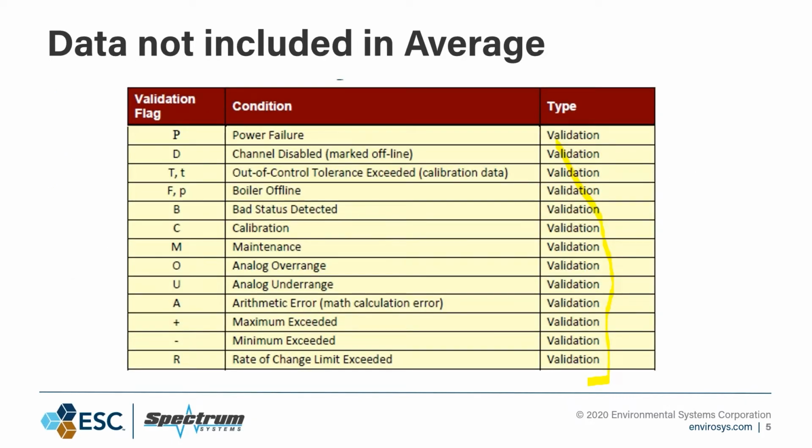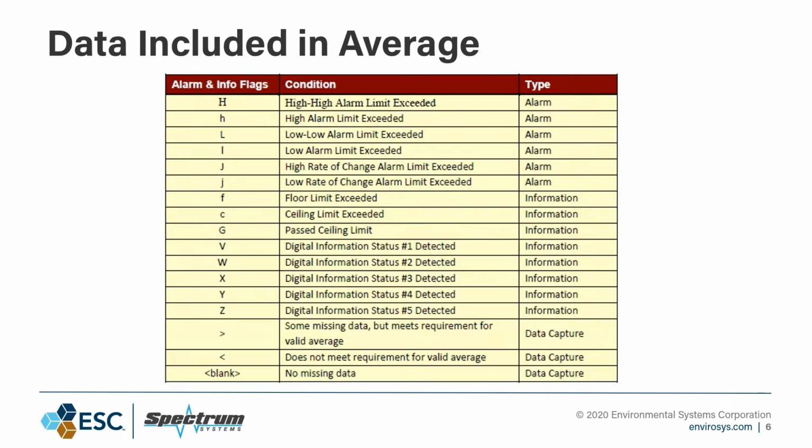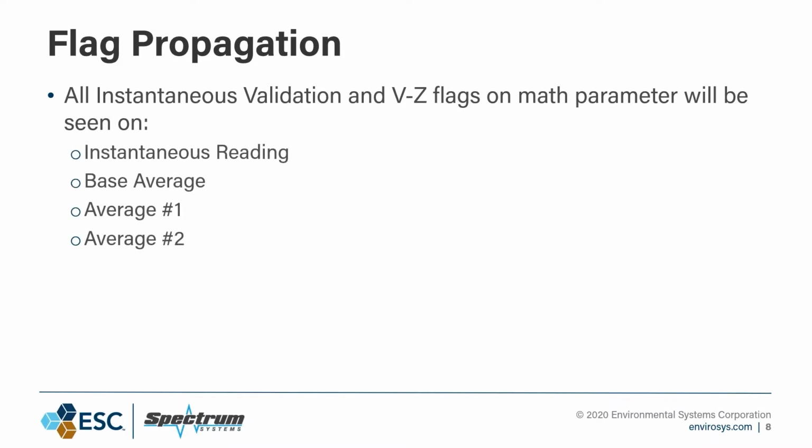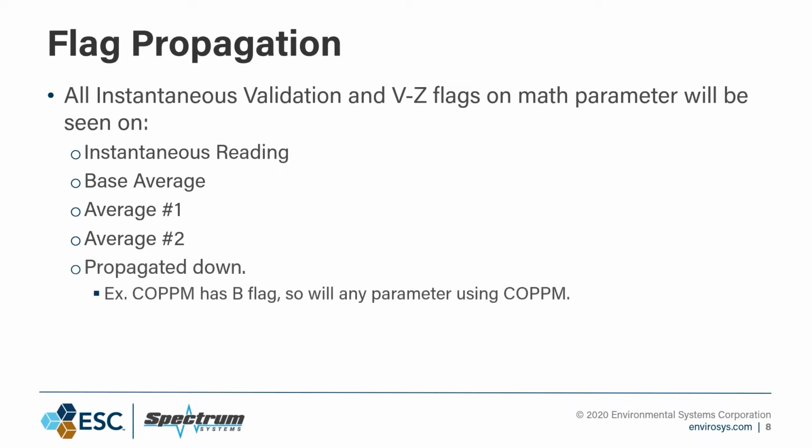Again, in validation flags, the data is not included in your minute data when these flags are on. With the average flags, the H, L, and others in the informational category, the data is included and does not invalidate your data. These are typical on your 1 minute, 15 minute, and 1 hour averages. All instantaneous validation and the V through Z flags will be seen on the instantaneous, base average, average 1, and average 2. It does propagate down.